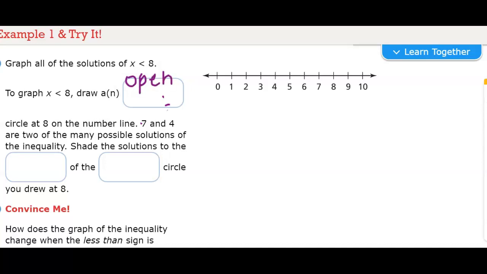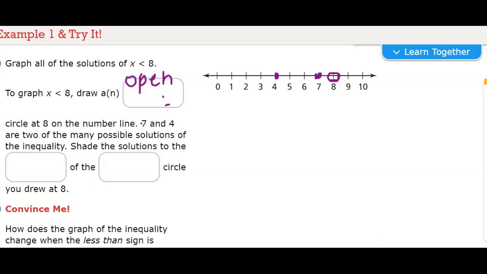Open circle at 8 on the number line. 7 and 4 are two of many possible solutions of the inequality. Shade the solutions to the blank of the blank circle you drew at 8. So, open circle at 8, 7 and 4 are two of the many possible solutions.